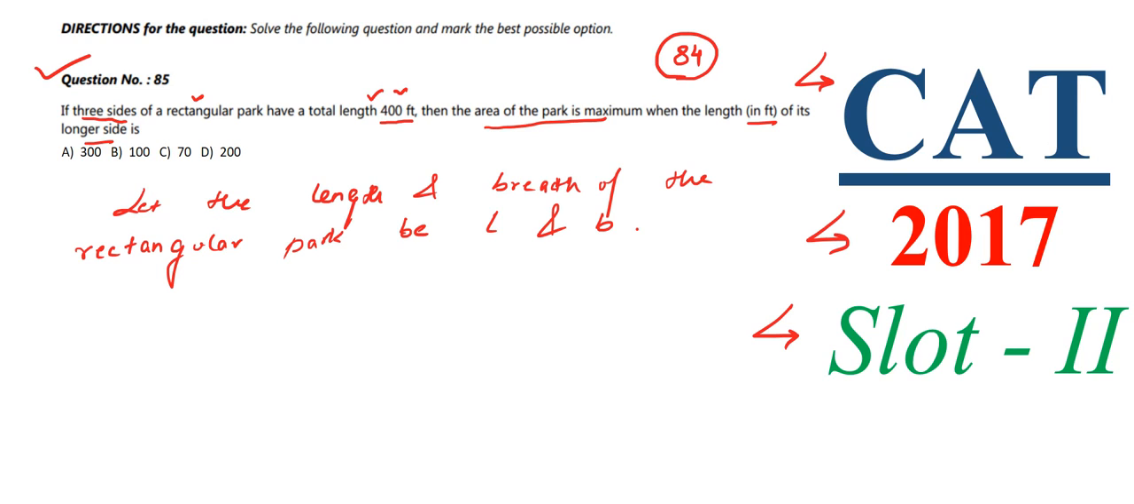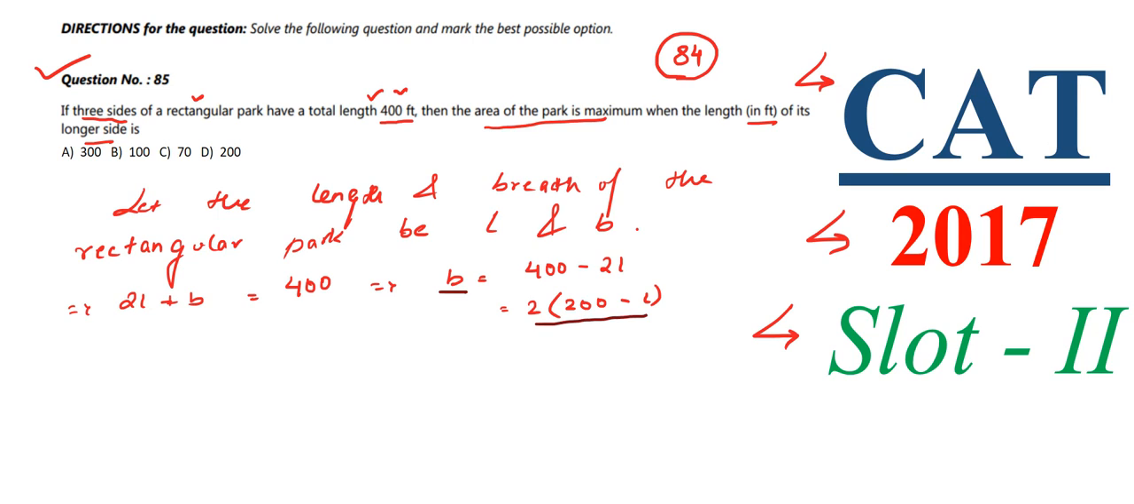It doesn't matter because we don't know which one is length and which one is breadth. So let this be equal to 2L plus B. So here we have sum of three sides, which is equal to 400. So from this we can write B is equal to 400 minus 2L. So we can take 2 common. So this will become 200 minus L. So here is our value of the breadth in terms of length, which is 2 into 200 minus L.